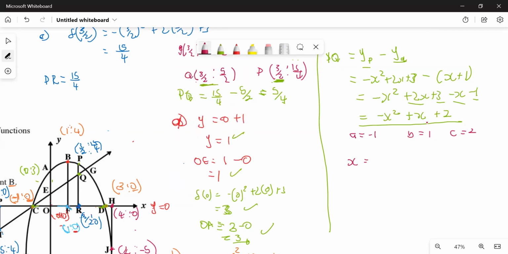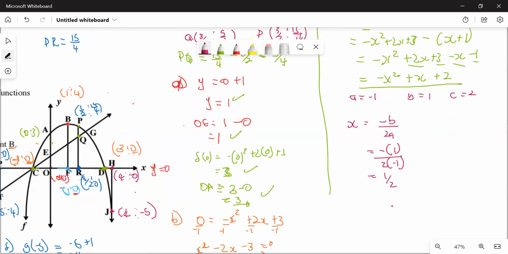Then after getting this, I'm going to use the turning point formula to get the turning point of this thing here. The turning point is going to be given by minus B all over 2A. Then I will say, okay, I have minus open bracket 1 all over 2 multiplied by minus 1, which is going to give me 1 all over 2. Now, this is not the maximum length. This one is the x value, which is going to give us the maximum length.